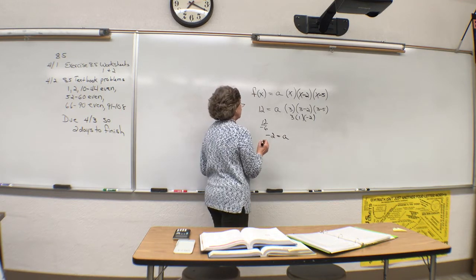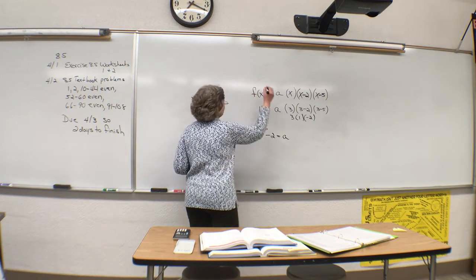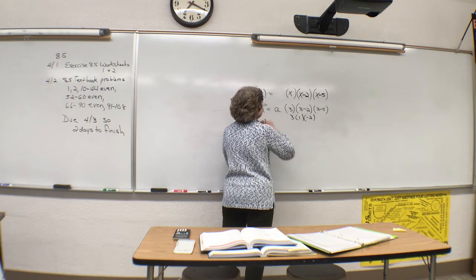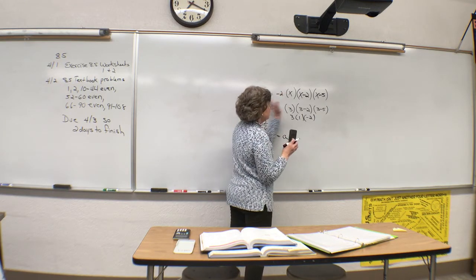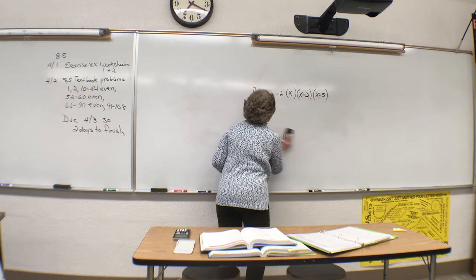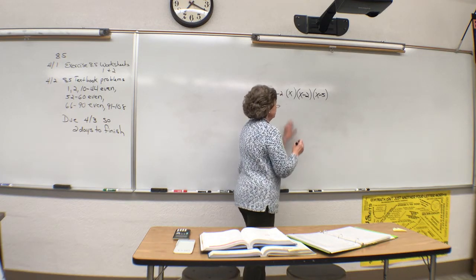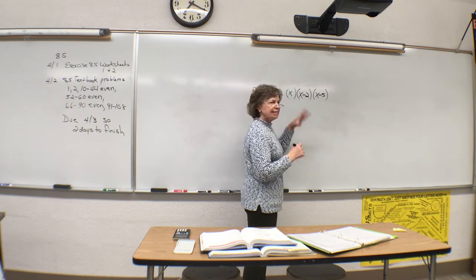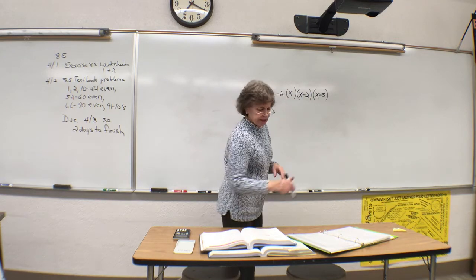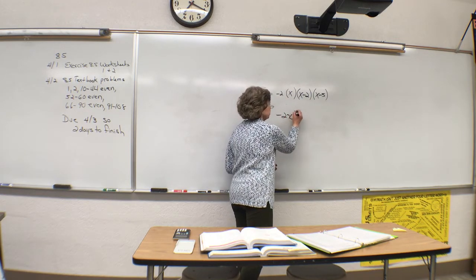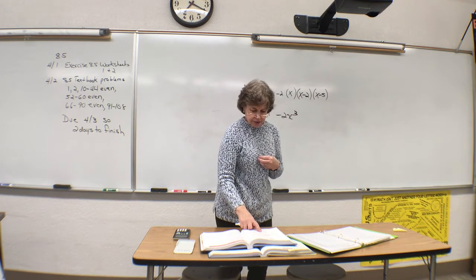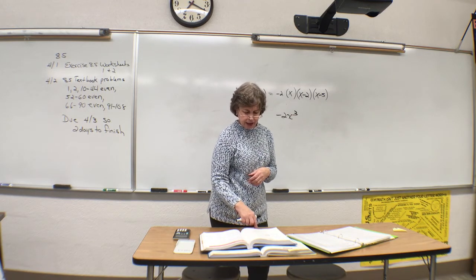Now we're ready to put our equation in. F of x equals negative 2 times those, and then you can FOIL, multiply by negative 2x, and there you are, and you have the one that they wrote, negative 2x cubed, etc., plus 14x squared minus 20x.